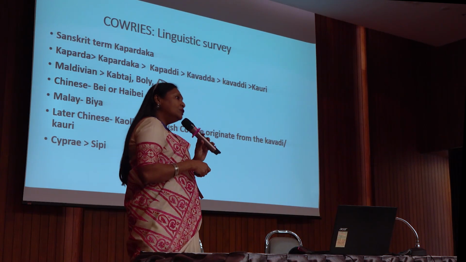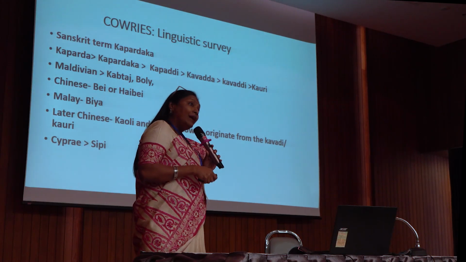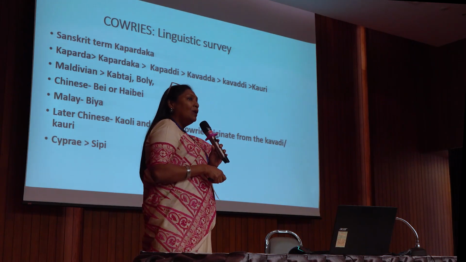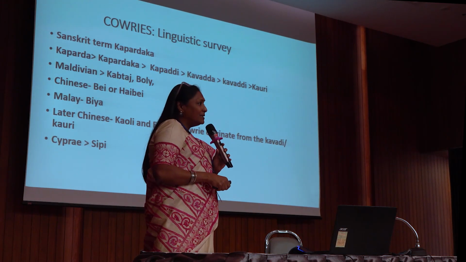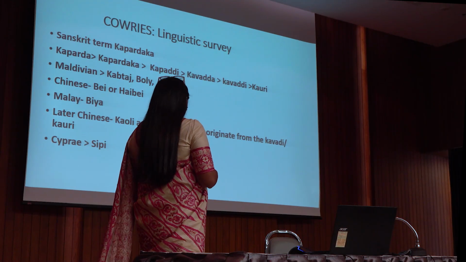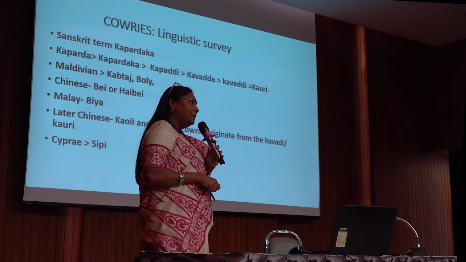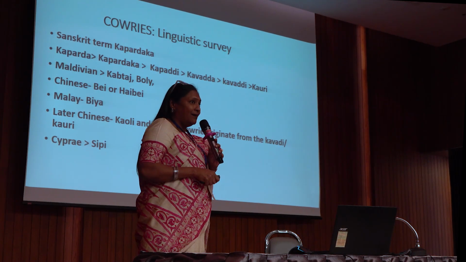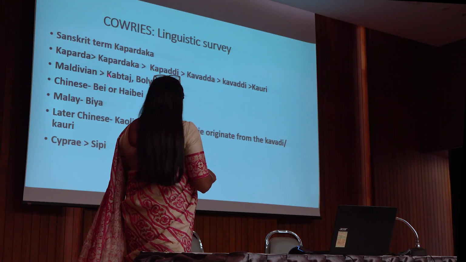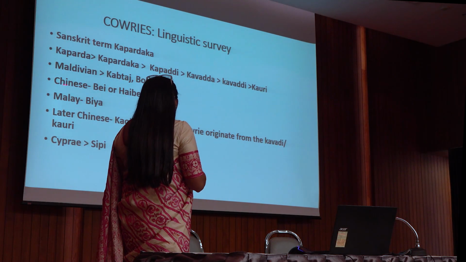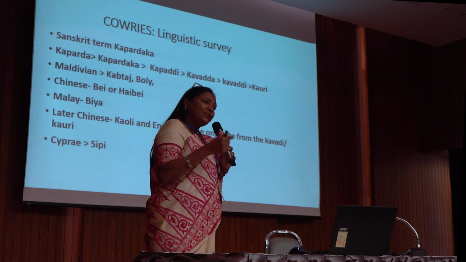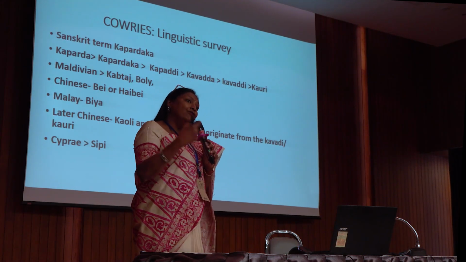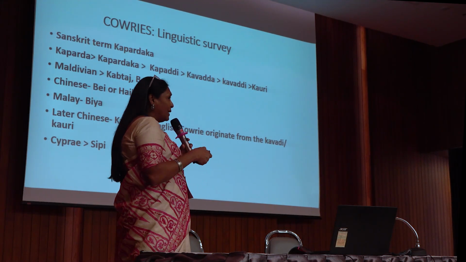These cowries were also used by the Chinese, and very early. The Chinese called the cowries bei or hei bei. So money was called bei or hei bei because these were cowrie shells in China. Now when you come to the Malay Peninsula, you find that it's called bia. Now bia comes from bei. So the Malay Peninsula people learned the usage of the cowrie shell from the Chinese, and they also got involved in the whole cowrie network. I'll come to that a little later.